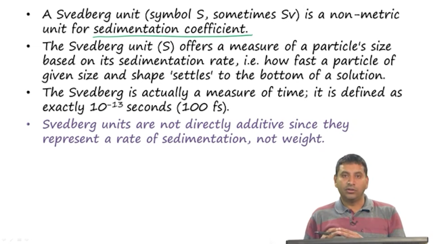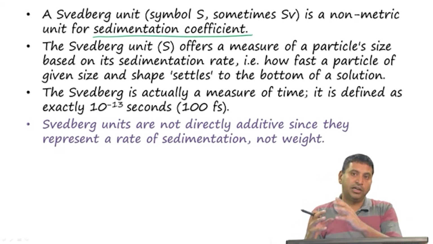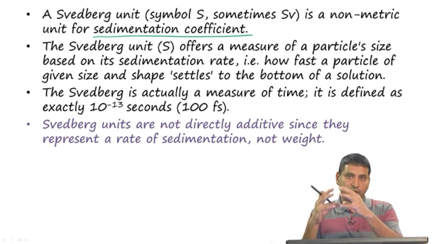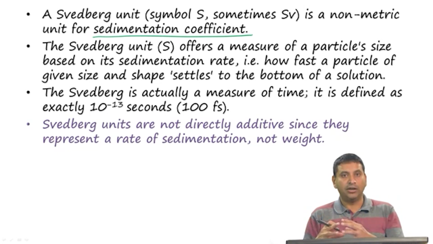Svedberg units are not directly additive, since they represent a rate of sedimentation and not weight. So, it is quite logical that a 60S subunit and a 40S subunit combine and form a new subunit which can sediment at a rate which is higher than these two, because they are probably larger. But this is not an additive property, in that 60 and 40 will have to add to give 100.